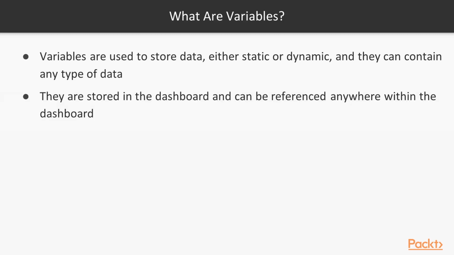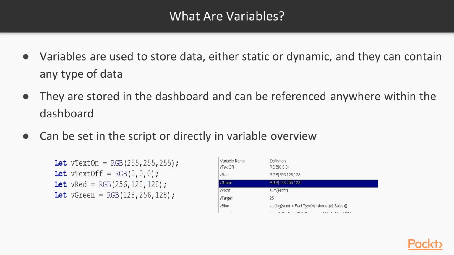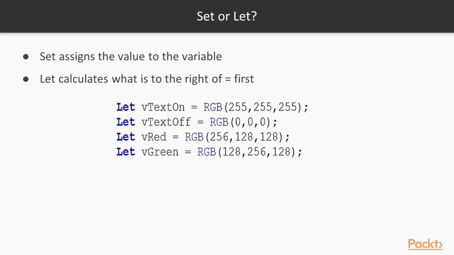You store them within each separate dashboard, and they can be referenced anywhere within that dashboard, so within the script or within any expressions. You can set them in two ways, either in the script or directly in variable overview, and we'll have a look at both of those. To assign them in the script, you use set or let, and they both work slightly differently. So set assigns the value to the variable, as you'd expect. Let works slightly differently. It calculates what is to the right of the equal sign first, and then assigns that value into the variable.